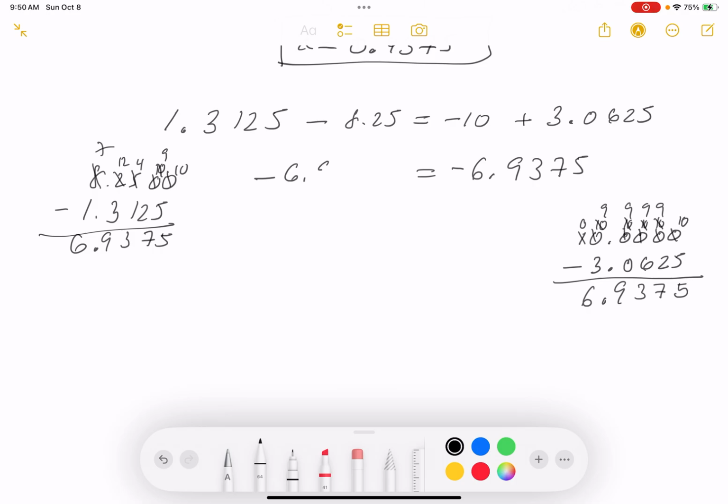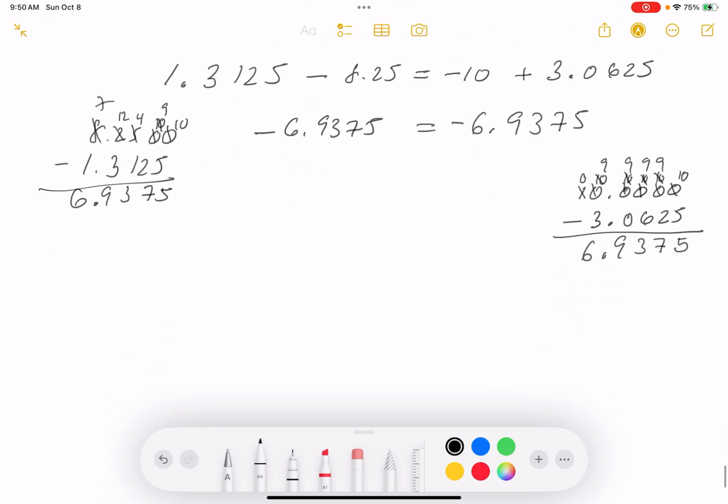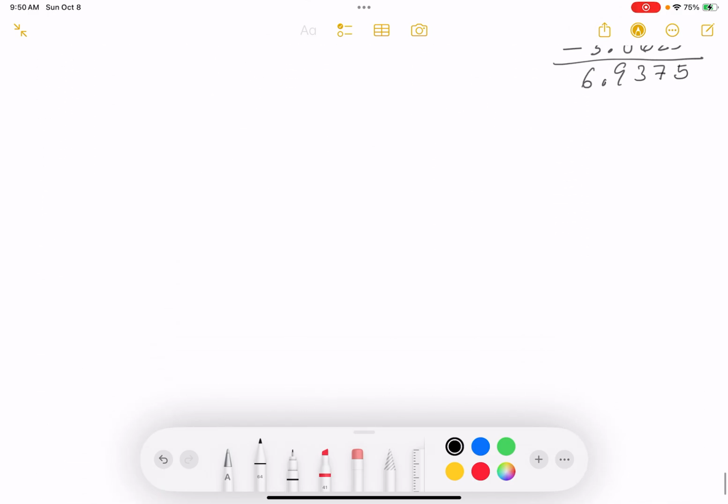Minus 6.9375. We're getting the same thing? We're getting the same thing. We got a good answer over here. Again, checking is probably the worst thing we have to do. Let's go to 53.